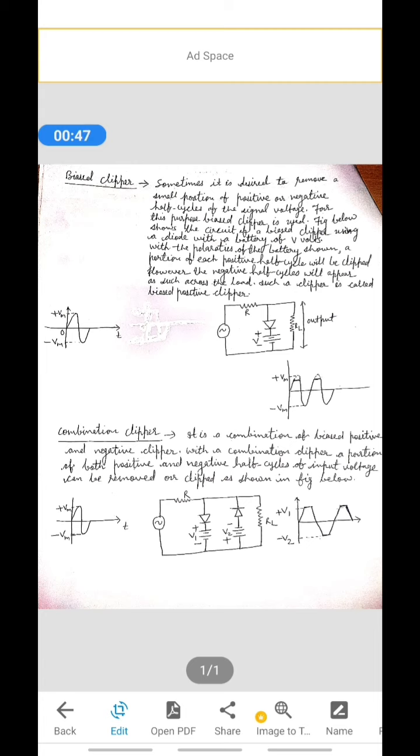Figure below shows the circuit of a biased clipper using a diode with a battery of V volts. With the polarities of the battery shown, a portion of each positive half cycle will be clipped. However, the negative half cycles will appear as such across the load. Such a clipper is called biased positive clipper.